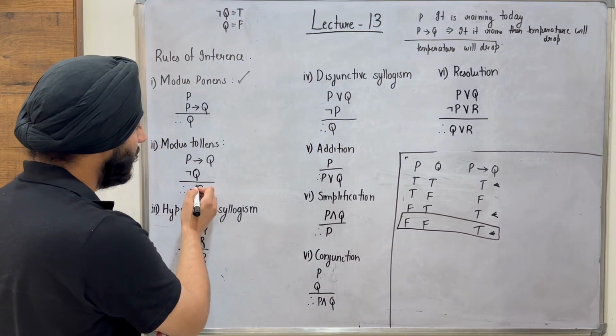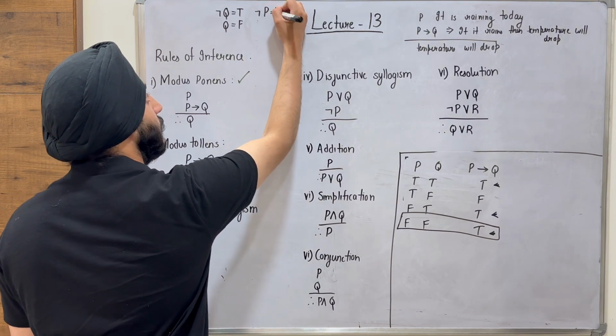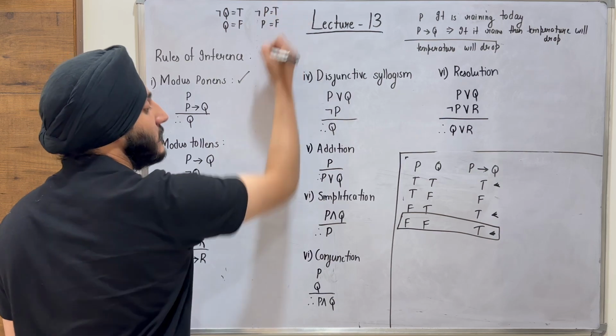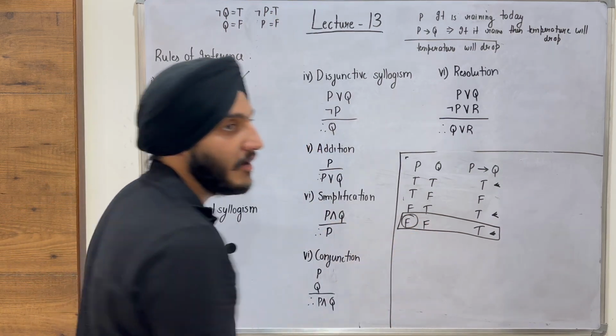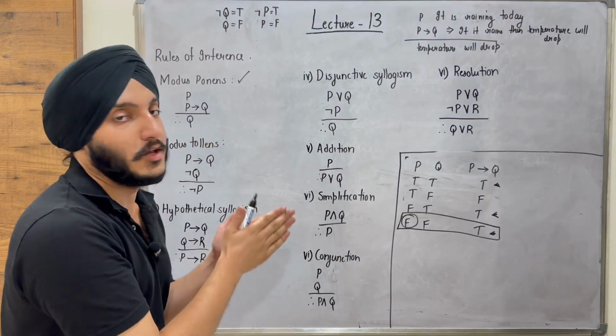What is the conclusion that I get? The negation of P should also be true. What does that mean? If negation of P is true, that means P is false. And that is exactly the conclusion that we get in this case as well, right? So I hope you're able to understand how this works using the truth table.